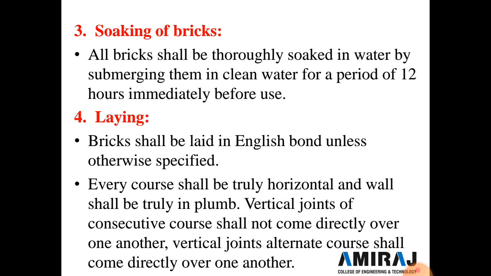The fourth specification for first class brickwork is laying. Bricks shall be laid in English bond unless otherwise specified. Every course shall be truly horizontal and the wall shall be truly plumb. Here we check vertically whether the constructed wall is going up vertically or not. Vertical joints of consecutive courses shall not come directly over one another. Vertical joints of alternate courses shall come directly over one another.